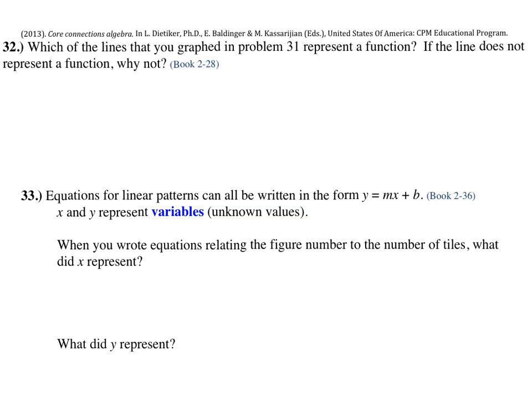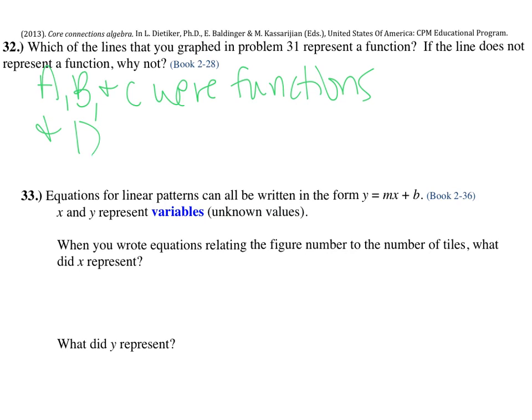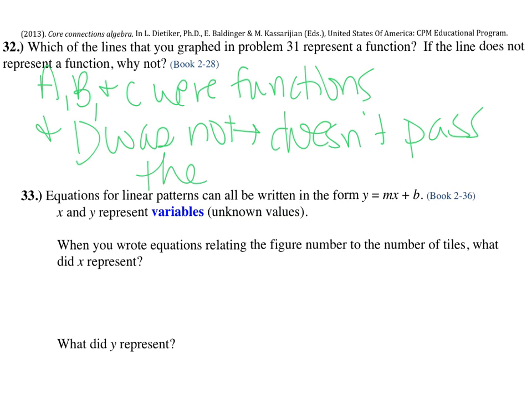So in number 32, which of the lines that you graphed in 31 represent a function? If the line does not represent a function, why not? So all of them, so we can say that A, B, and C were functions, and D was not. And it's not because it doesn't pass the vertical line test. And I'm going to abbreviate with VLT, so vertical line test.